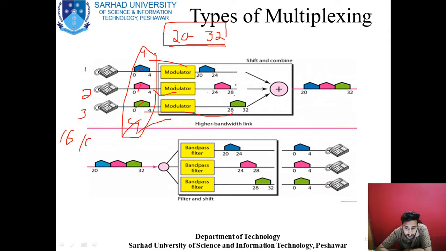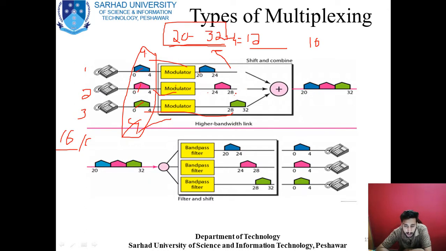But here in the question they have told you that the bandwidth of the link is basically 32 minus 20, 12 kilohertz. So it will not be possible for you to adjust these 16 kilohertz into the 12 kilohertz channel, and for that you will need another plus 4, that is, you will need at least 16 kilohertz of link, assuming there are no guard bands.